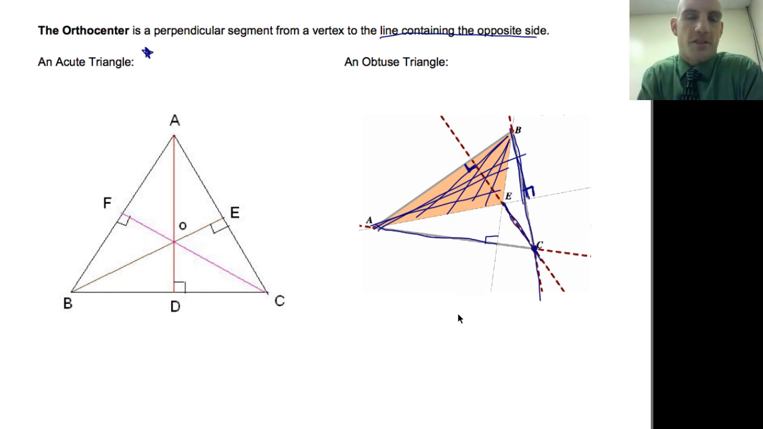We're going to practice this stuff in class, but that's the basics of medians, centroids, orthocenters. Keep that in mind.